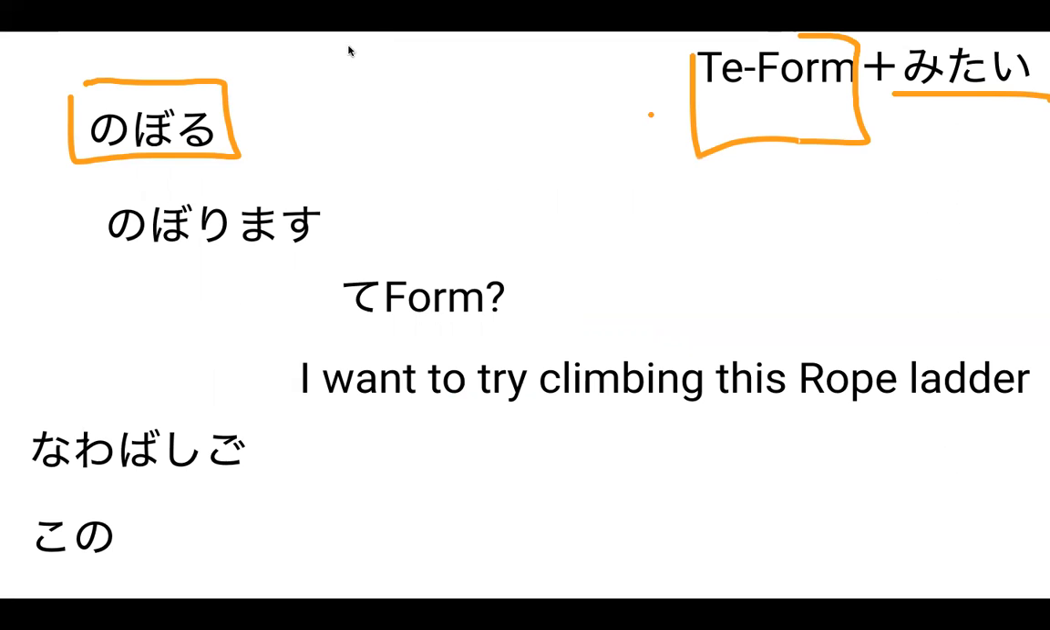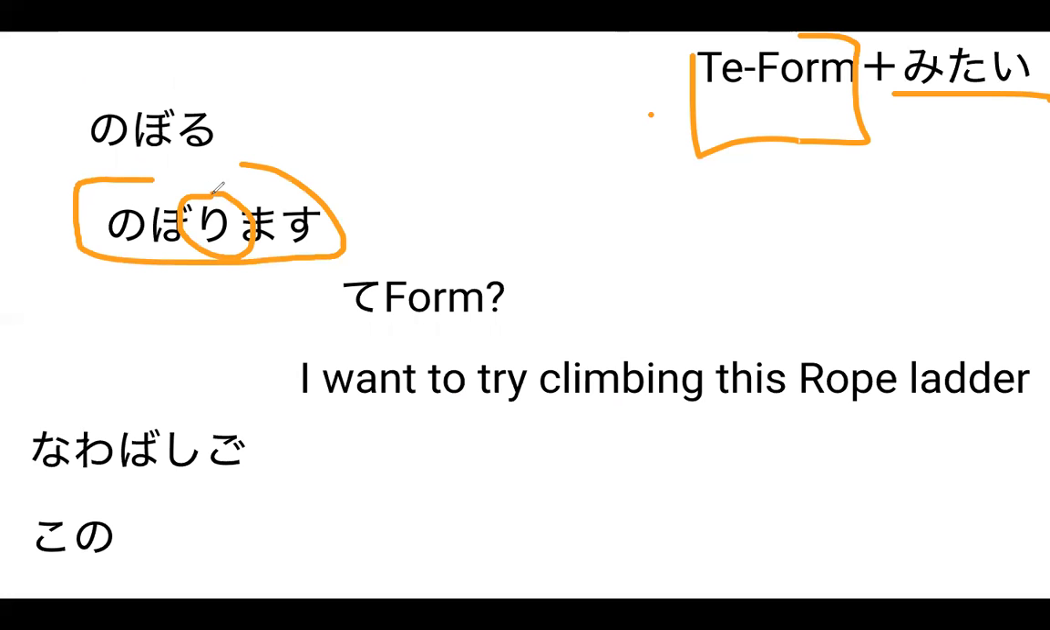I remember doing this word once, which I remember. Noboru. Is it like, oh, well, now I can see it, climbing. Yep, noboru is climbing or to climb. So noboru turns into noborimasu. Do you remember hearing a D before? So how do you think te form is made? Noborimasu is kept, but something happens to the do to make te form.